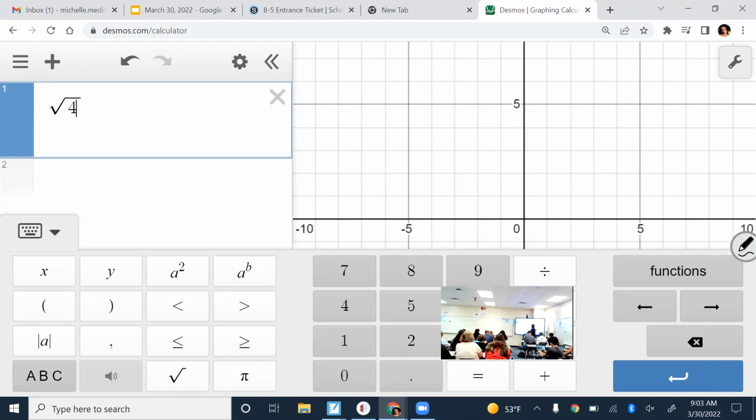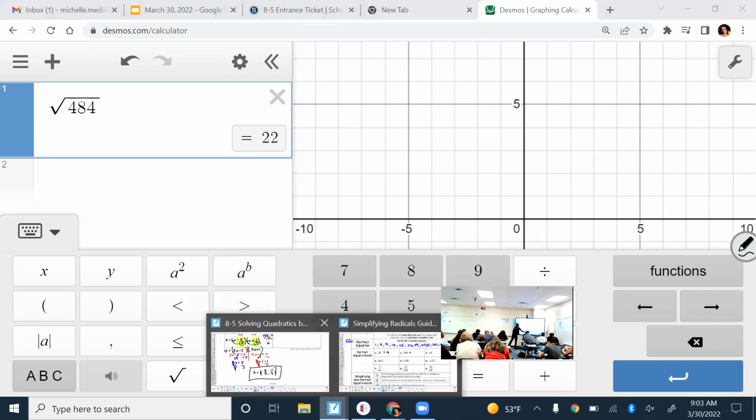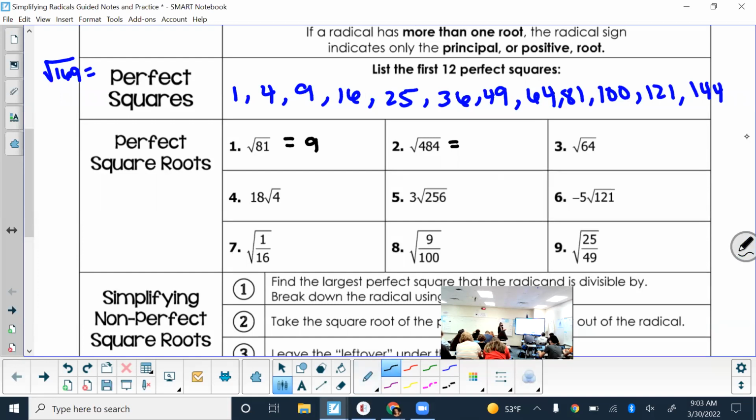What was it, 484? All right, so Desmos should be telling you that the square root of that is 22. Up here, the square root of 484 is 22.